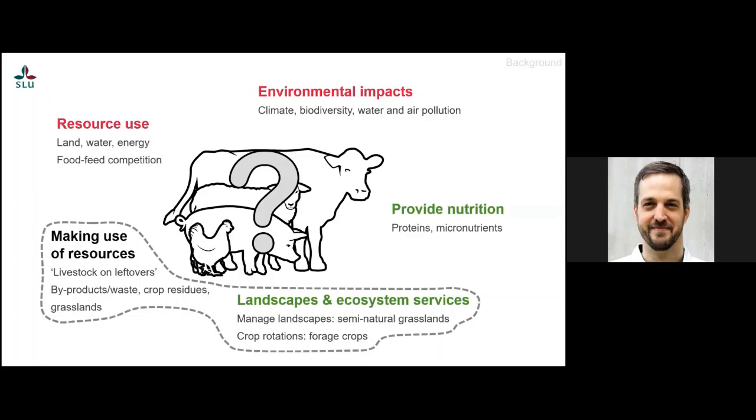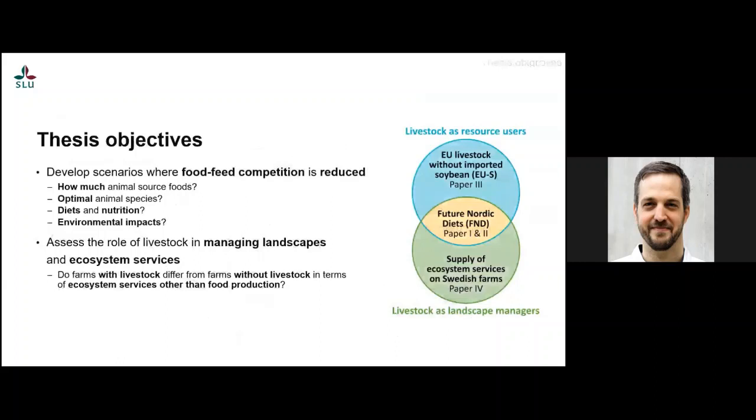So to balance these positive and negative contributions of livestock to society and guide policy and other actors in the food system on the livestock issue, more insights are needed into the role of livestock as resource users and landscape managers. So the objectives of this thesis were to develop scenarios where food-feed competition is reduced or completely eliminated, and study such scenarios in terms of how much animal source food would be possible to produce, and also which types of animals are optimal at converting these leftover resources into nutritious food, as well as how such scenarios would affect diets and nutrition and environmental impacts.